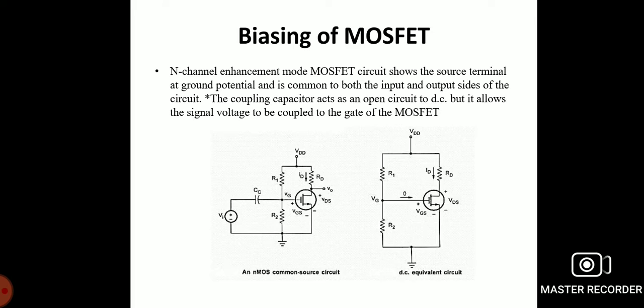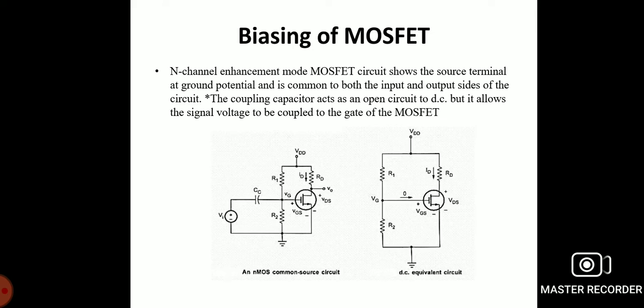Here the circuit is shown in the figure. The source terminal is at ground potential and is common to both the input and output side of the circuit. The coupling capacitance acts as an open circuit to DC, but it allows the signal voltage to be coupled at the gate of the MOSFET. So here the MOSFET has three different terminals, that is gate, drain and source. Here we are taking the voltage divider biasing mode of the MOSFET, that is we apply the potential division between R1 and R2.